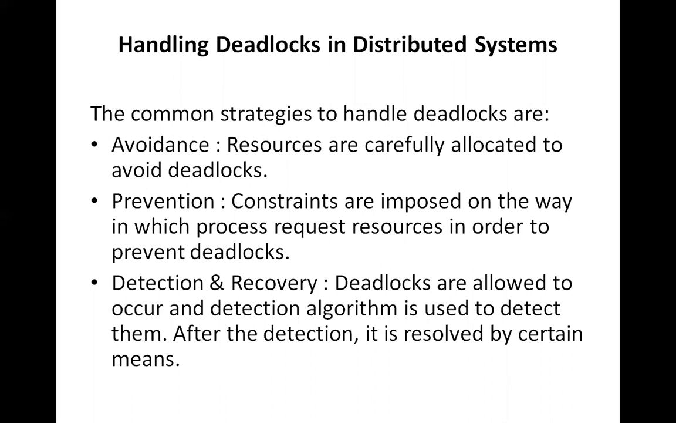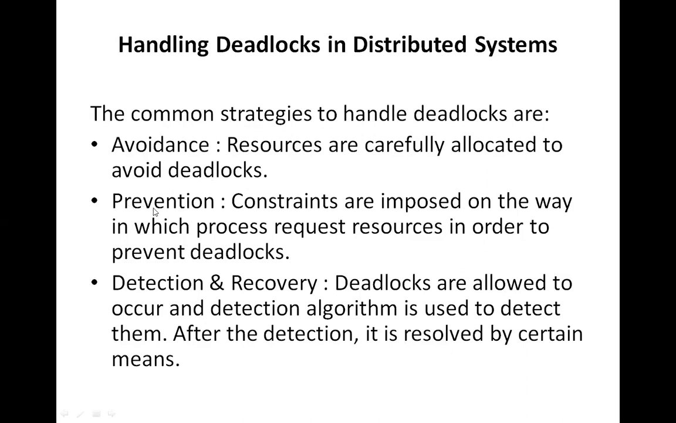The first is avoidance, the second is prevention, and the third is detection. Out of these, the third one is more important besides avoidance and prevention. What is the meaning of avoidance? Avoidance means that the resources are carefully allocated to avoid the deadlock. It means we must have a resource allocation policy. But normally this avoidance is not able to be done. We will see it later on.